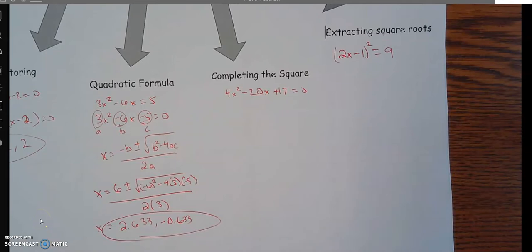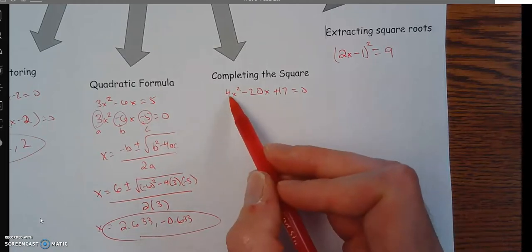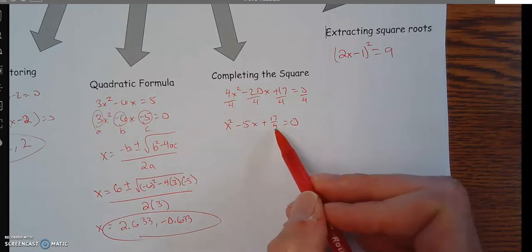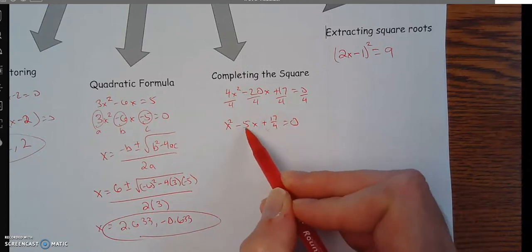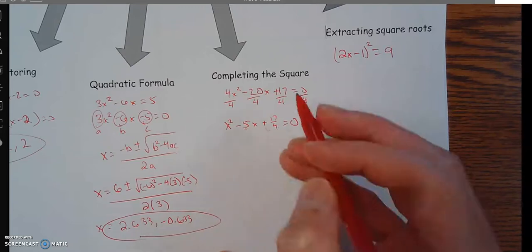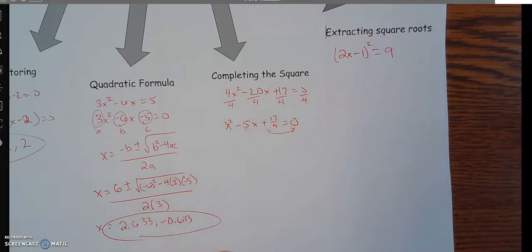The next one is completing the square. Completing the square was probably the one that you avoided the most. The big thing with completing the square is you want this to be a 1, x squared. So I'm going to divide everything by 4. And I want to check, is this number half of that number squared? Half of 5 would be 5/2, squared would be 25/4. That's not this number, so I want to bring that to the other side.